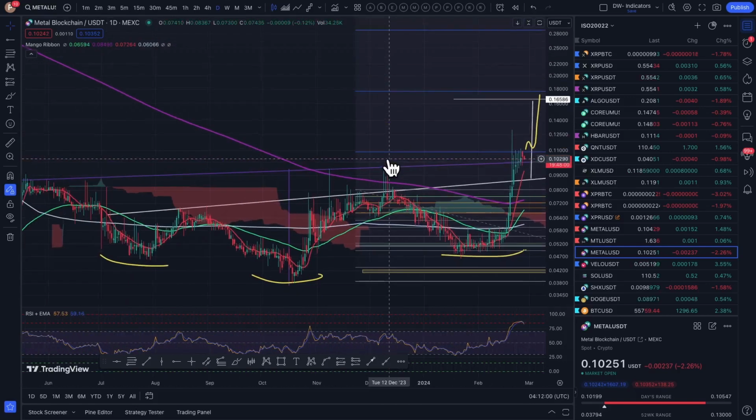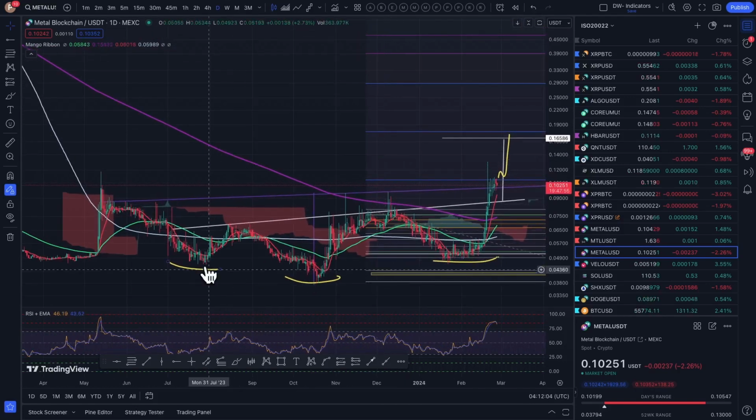Let's have a look at the chart. So I've marked down here, we had a left shoulder, a crown, and then a right shoulder for inverse head and shoulders. So really, this could come back. The price could come back down to 0.08734 before continuing. So that'd be interesting too.